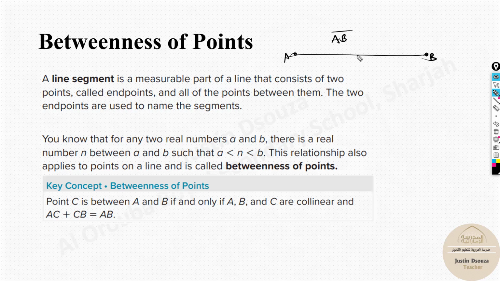Here you need to know something. You can have any number of points in between, but there must be at least one point, right? You can at least have one point, say C. So this point will be greater than the point A but less than the point B. This is called the betweenness of points, that a point will be there in between the two endpoints. This is the concept. If you add AC plus CB, you will get the whole line segment.